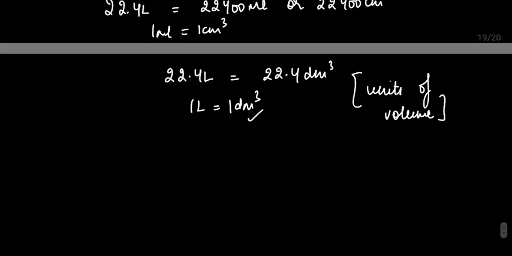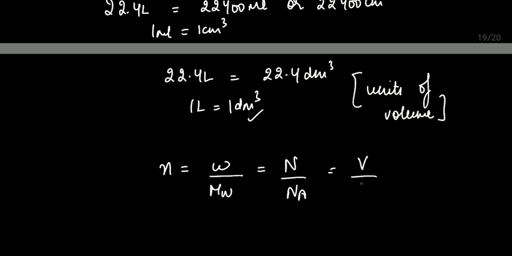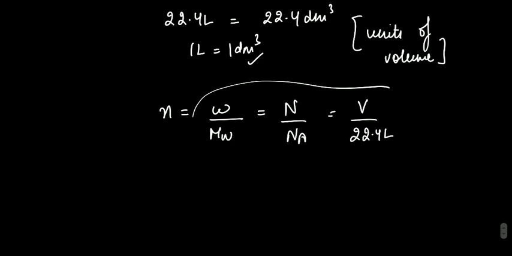Now if we need to relate these three relationships, number of moles is equal to given mass divided by gram atomic mass or gram molecular mass, MW, that's a short form. That is equal to n by Na, given number divided by Avogadro constant. This is equal to V by 22.4 liter. So all three are related to each other, and the connecting link is the number of moles.